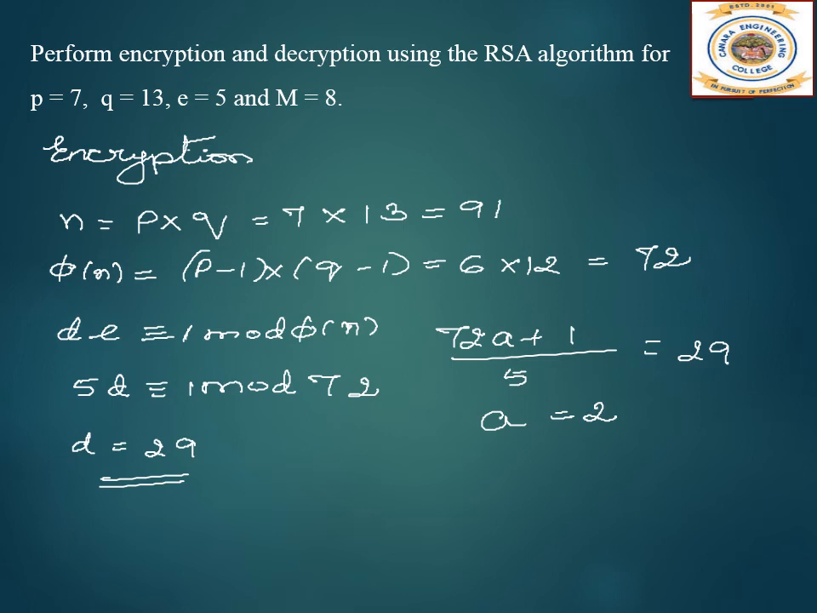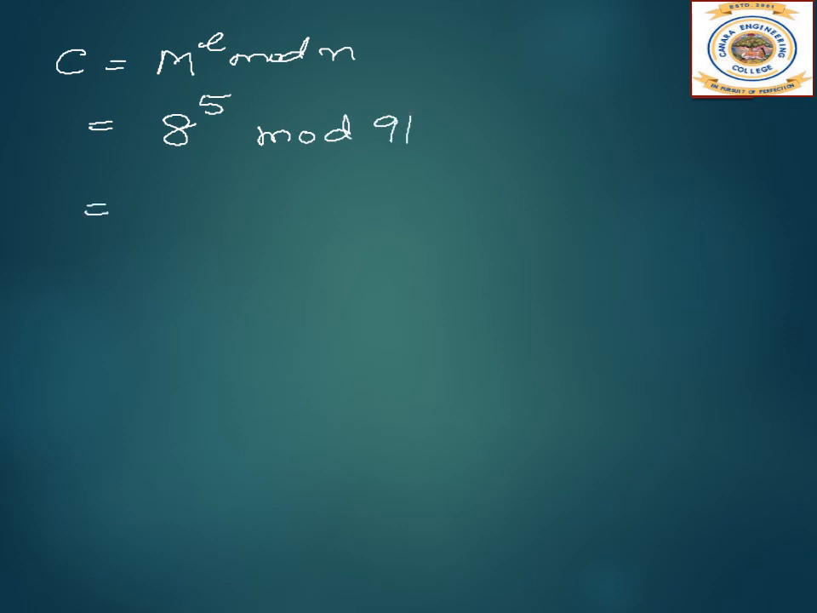So now, what is C? The encryption process. Now we will see the encryption. For encryption, C is equal to M to the power E mod n. What is M? The plain text is given as 8 and E is equal to 5, mod 91. So 8 to the power 5 mod 91, we get the answer as 8 mod 91. Therefore, C is equal to 8.